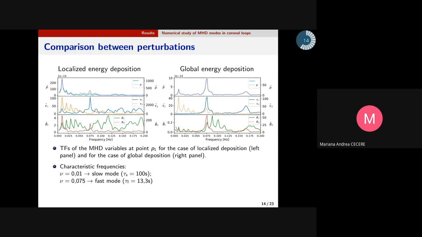Here, we can see more clearly the difference between the two scenarios. With a localized energy deposition, the main contribution to the oscillation is due to the slow mode, while with a global energy deposition, the main contribution to the oscillation is due to the fast or sausage mode.